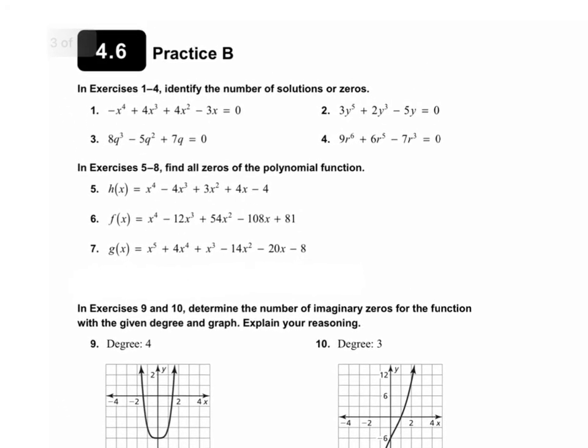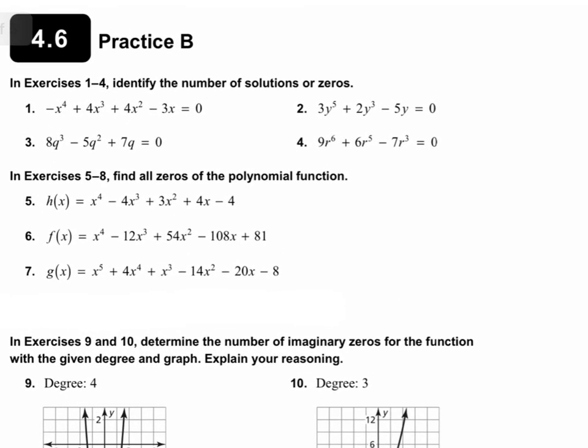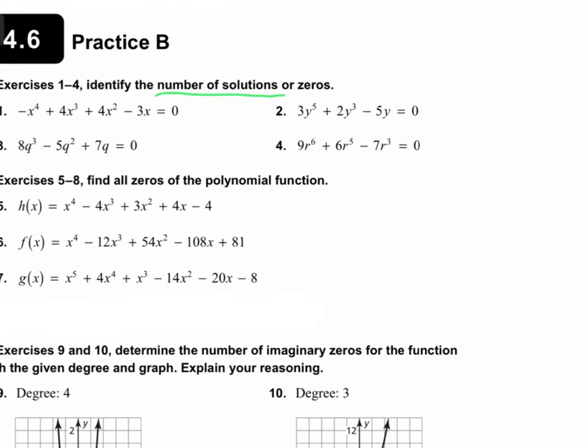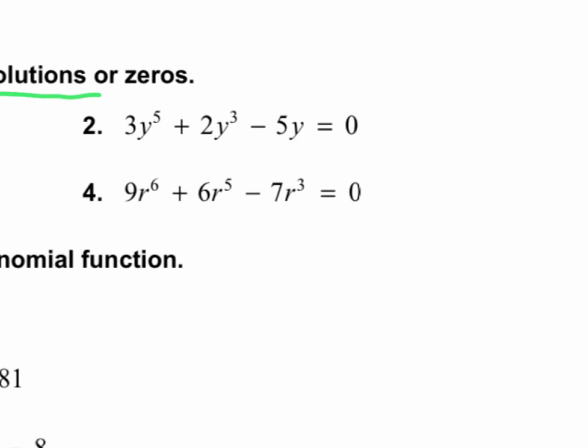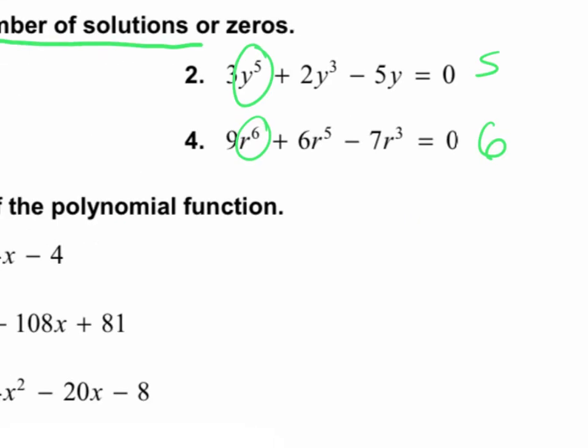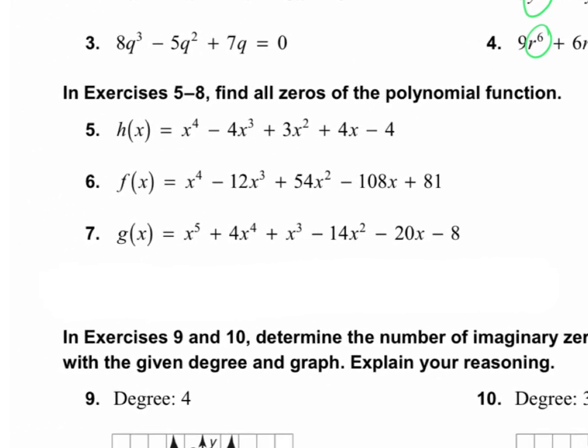All right, 4.6. Let's look at number 2. We need to identify the number of solutions. So how many solutions do we have in number 2? 5. Remember, we just look at our highest degree. So our answer here is 5. What about number 4? 6. Easy, cake. On to the next. Let's look at number 6.